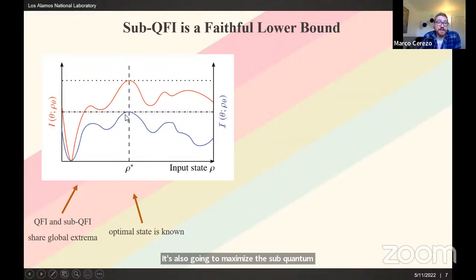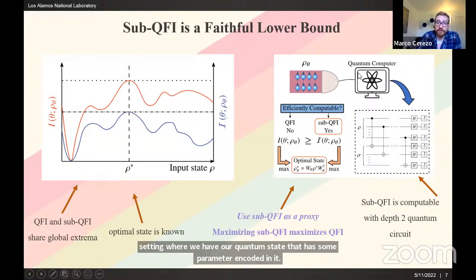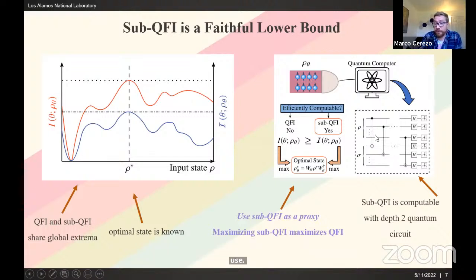So this makes it such that if we work with the sub-quantum feature information, we have good reasons to believe that if we optimize the sub-quantum feature information, we're going to get a good state for quantum sensing. So this is the main idea. Let's go back to the original setting where we have our quantum state that has some parameter encoded in it. We're going to send this in a quantum computer where we can use, for instance, this is the actual circuit that I was telling, the depth 2 circuit that can compute the trace of rho sigma.